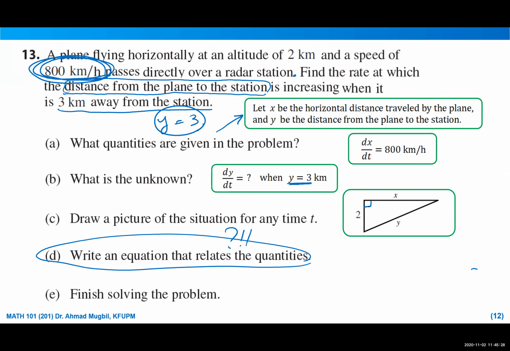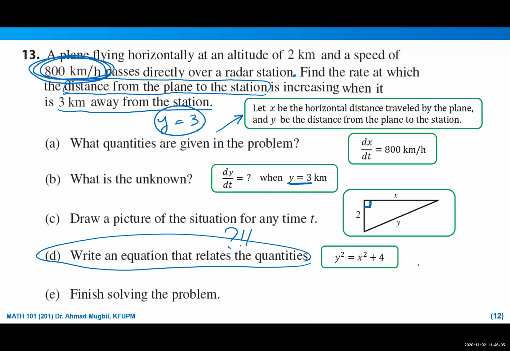This is a triangle problem. Ask yourself, is your problem a square? Is it a cube? Is it a sphere? Is it a circle? Is it a triangle, a right triangle or not? So here it is a right triangle problem. So how to relate this? You will use the Pythagorean theorem. So we have y squared equals x squared plus 2 squared, which is plus 4. This is the relationship between these two variables.